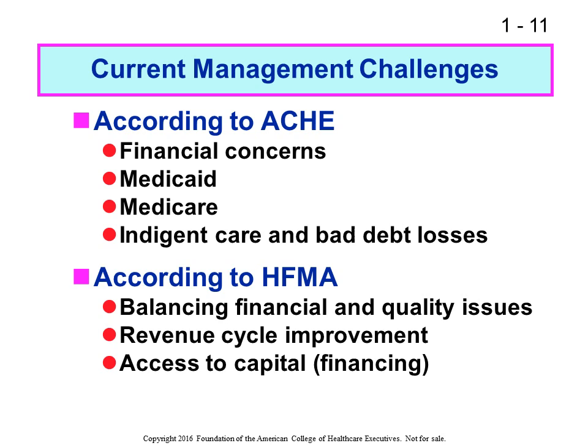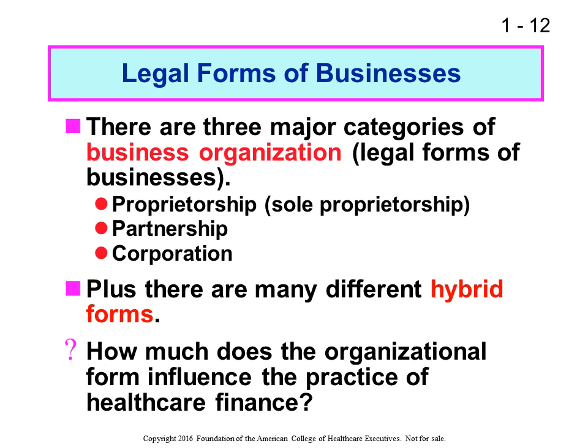Slide number 11. Current management challenges. According to ACHE, there are some management challenges. Financial concerns is always going to be one management concern within the finance arena. And of course, we're always going to have Medicare, Medicaid issues. But then you get into bad debt losses. Okay, that may come with managers making some poor decisions, corporate making some poor decisions. It could come from services not being paid for that you have rendered unto patients. So all of those are classified as current management challenges.